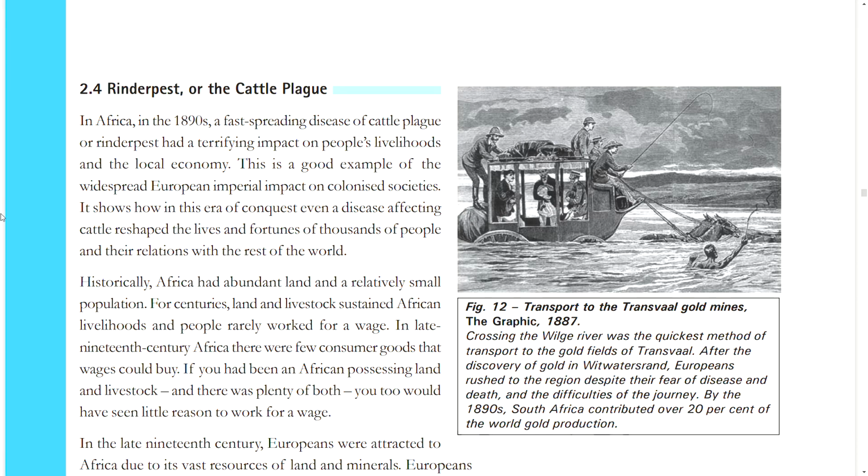Rinderpest, or the cattle plague. Figure: transport to the Transvaal gold mines. The Graphic, 1887. Crossing the Wilge River was the quickest method of transport to the gold fields of Transvaal. After the discovery of gold in Witwatersrand, Europeans rushed to the region despite their fear of disease and death and the difficulties of the journey. By the 1890s, South Africa contributed over 20% of the world gold production.